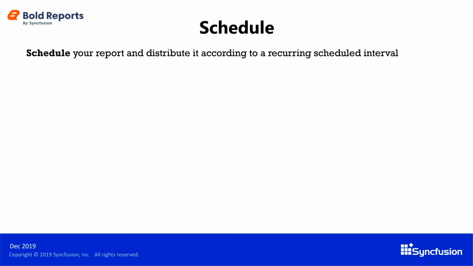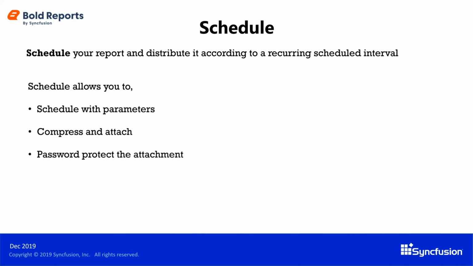Schedule enables you to schedule your report and distribute it according to a recurring schedule interval. The scheduling functionality is very flexible and comes with more custom options. You can schedule the report to be exported with a particular parameter. You can customize to compress the attachment, and even you can zip or protect it. At last, you can choose the subscribers and the desired file format. Once the schedule is added, the generated report will be sent to the subscriber mailbox at the scheduled interval. Now let us see how we can share the report that is designed inside Bold Reports.